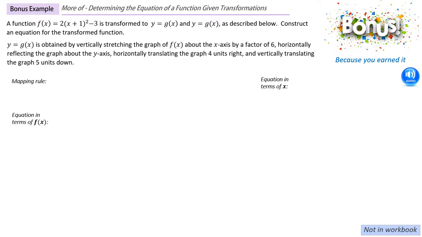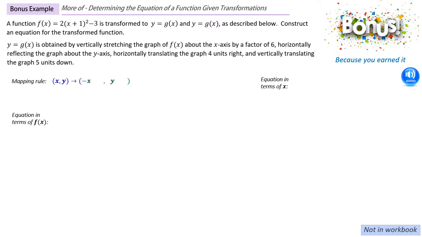So f of x is defined as 2 times (x plus 1) squared minus 3. We are going to construct a transformed function by stretching vertically about the x-axis by a factor of 6, reflecting in the y-axis, translating 4 units right and 5 units down.